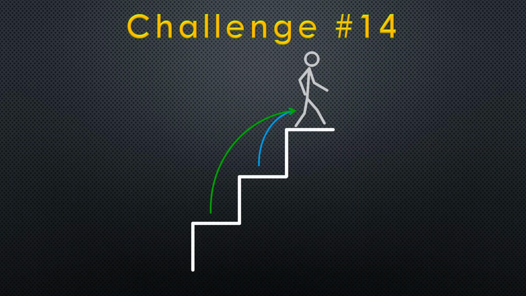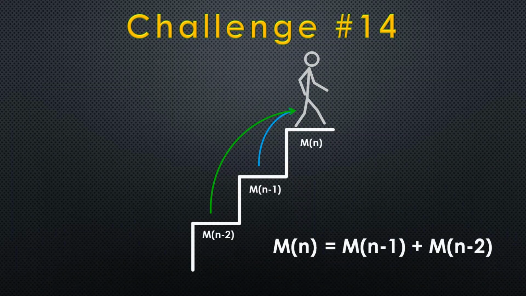So, we can see that the number of moves to get to the top, let's call it m of n, is equal to the number of moves taken to get to m of n-1 plus the number of moves taken to get to m of n-2.